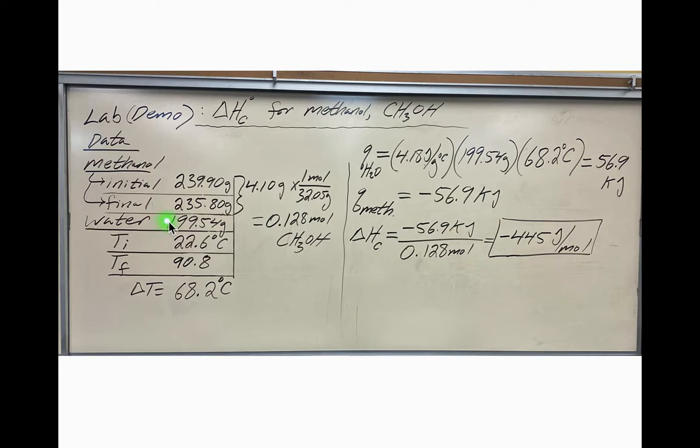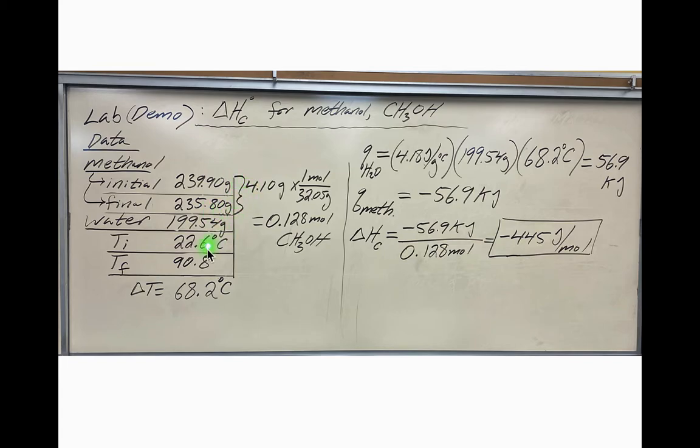And then the mass of water that was in the pop can, or the calorimeter, was 199.54 grams. And the initial temperature of the water was 22.6 degrees Celsius. Then I lit the alcohol burner, warmed up the water, and the water warmed up to 90.8 degrees Celsius. And then I blew out the alcohol burner and took its mass, and it had lost 4.10 grams. It went down to 235.80 grams.